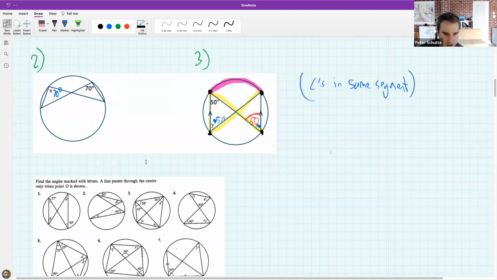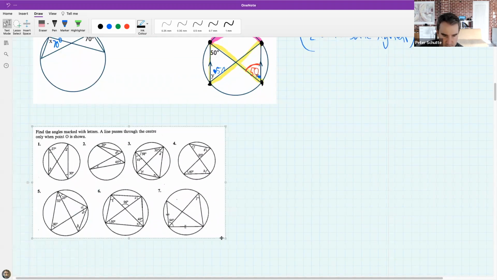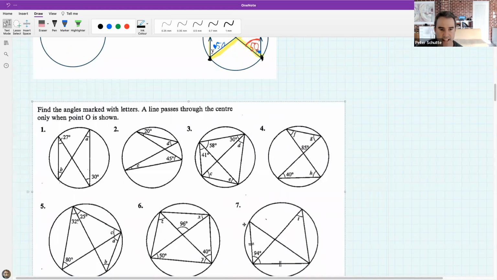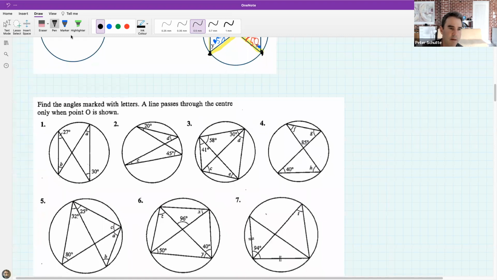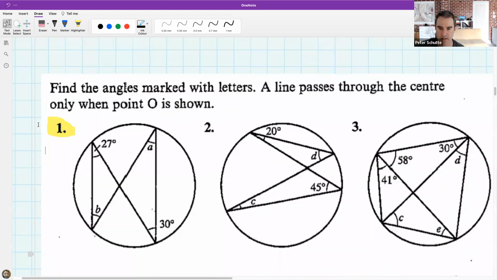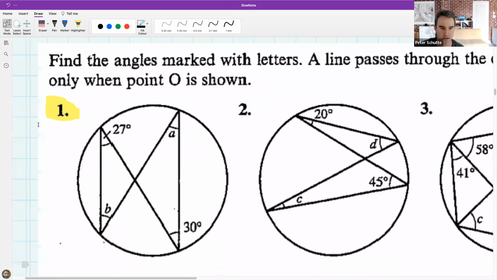Okay, let's have a look at something with a bit more detail. Now, don't have a heart attack because I'm only going to ask you to do a couple of these. Let's start by doing number 1. I want you to find me A and B.